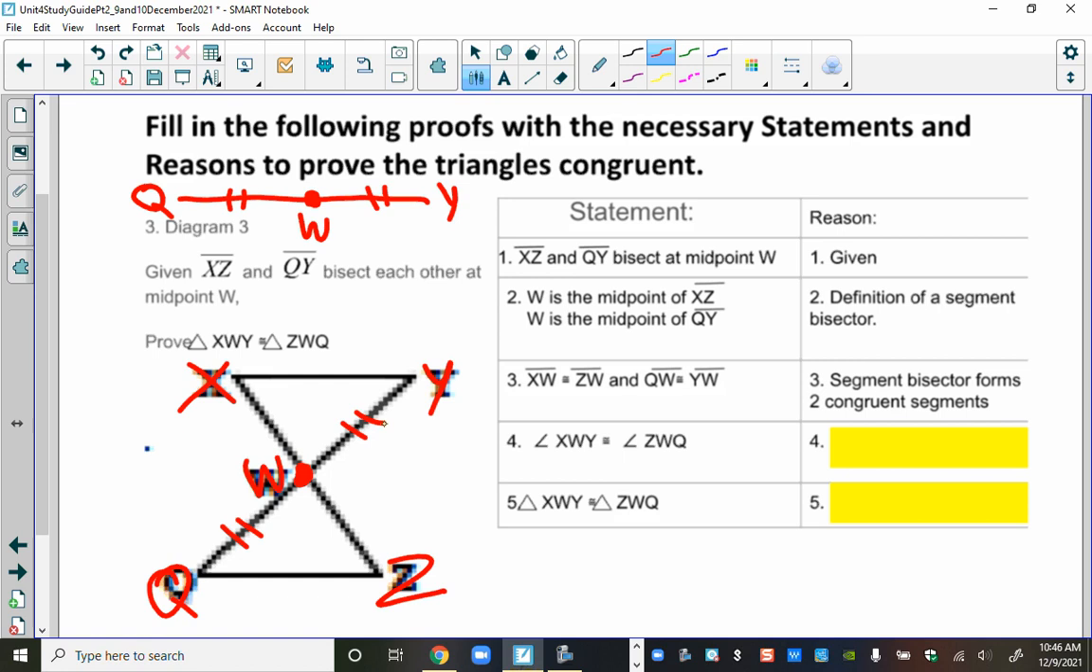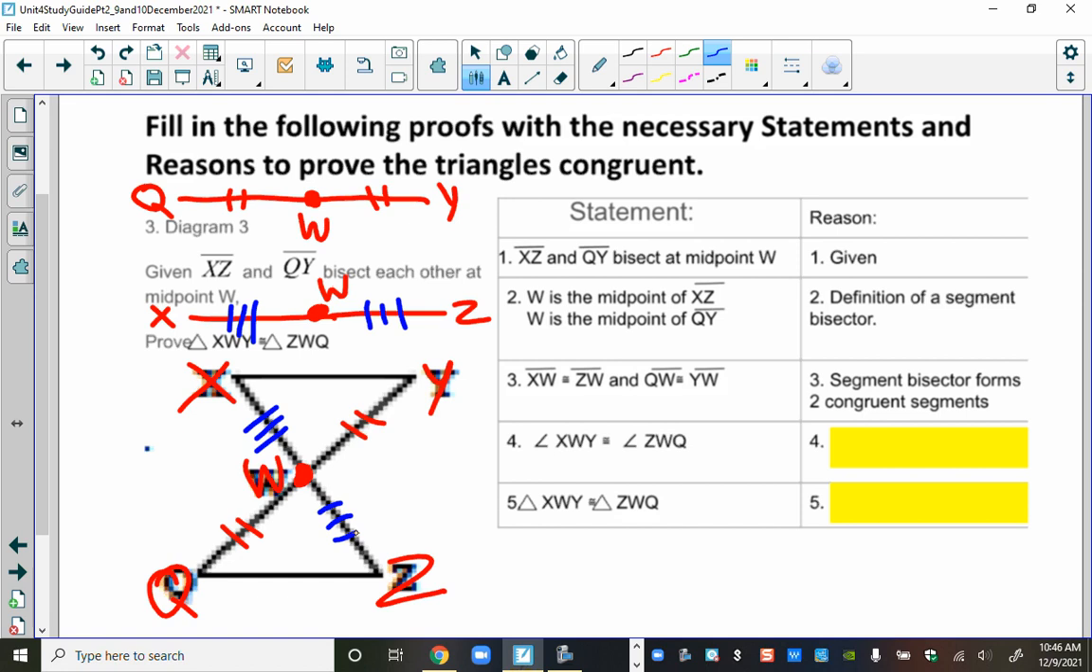Now, we say the same thing with X and W, X and Z. Basically, you get the same thing going on. X, W, Z. Again, W is your midpoint. So similar to before, what can we say about X and W, W to Z? They are equal. Yep, they're congruent as well. Boom, boom, boom.